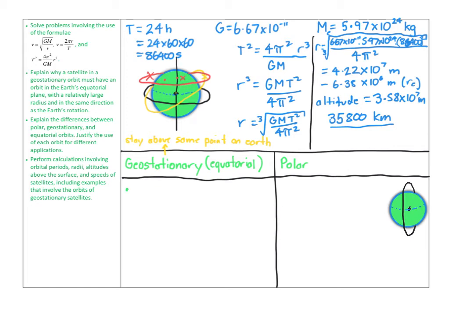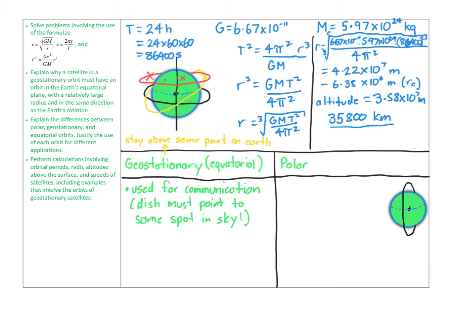They are used for communication, because basically if you have a satellite dish like your Foxtel or something like that, the dish must point to the same spot in the sky. Seems a little bit unscientific, I know, but hopefully you know what I mean.